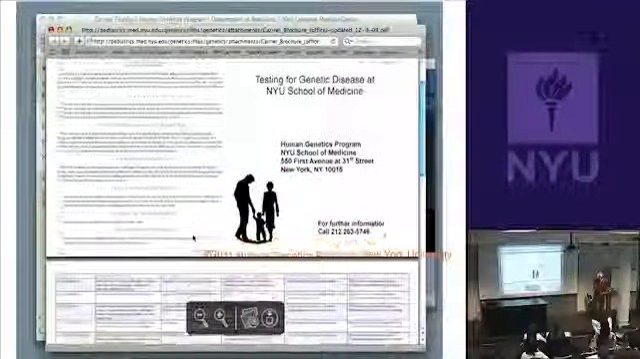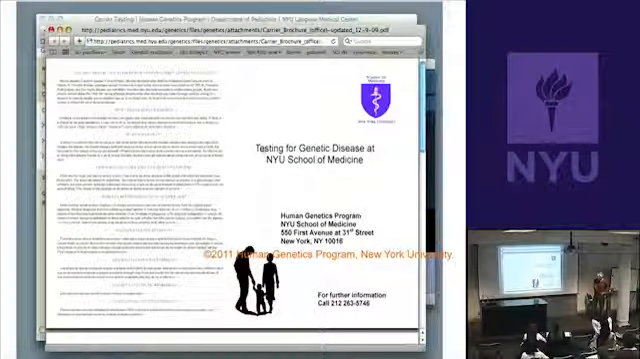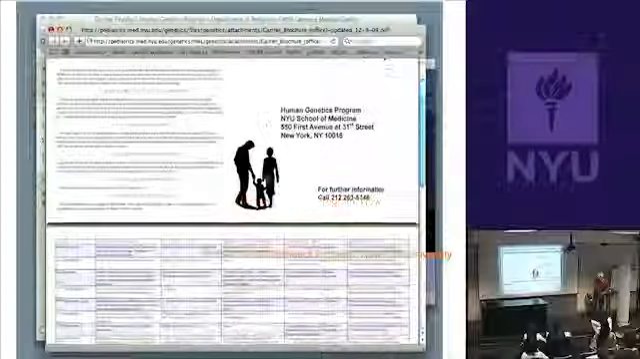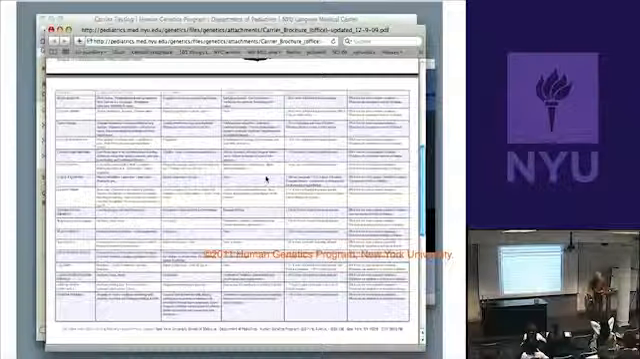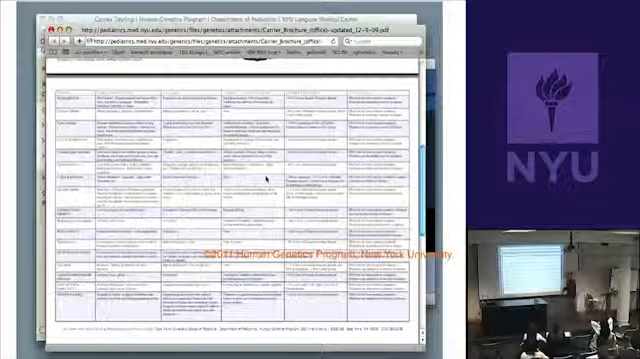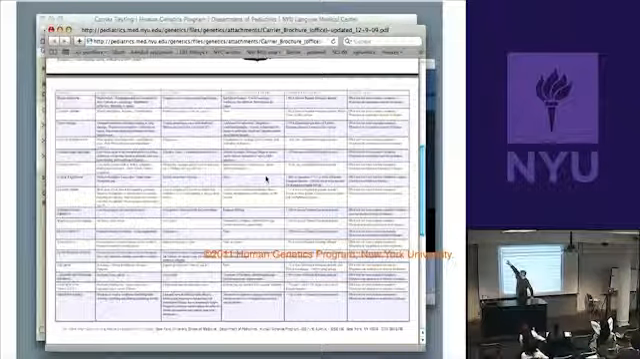Right, so they have this brochure for genetic testing at NYU School of Medicine, and then they have this chart with all these diseases that they test for. I'm going to read it out because it's tiny. But these are the diseases. So this is a list of about, I don't know, 12, 15 diseases.